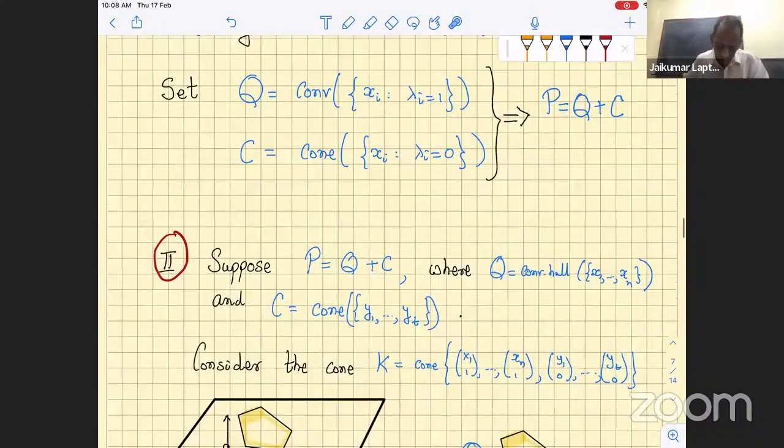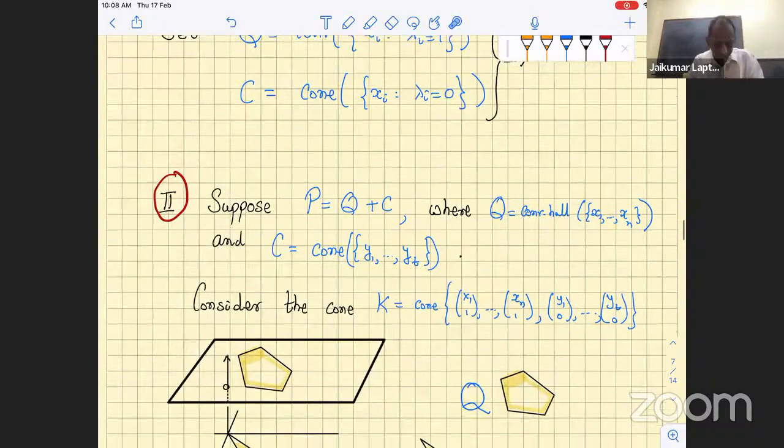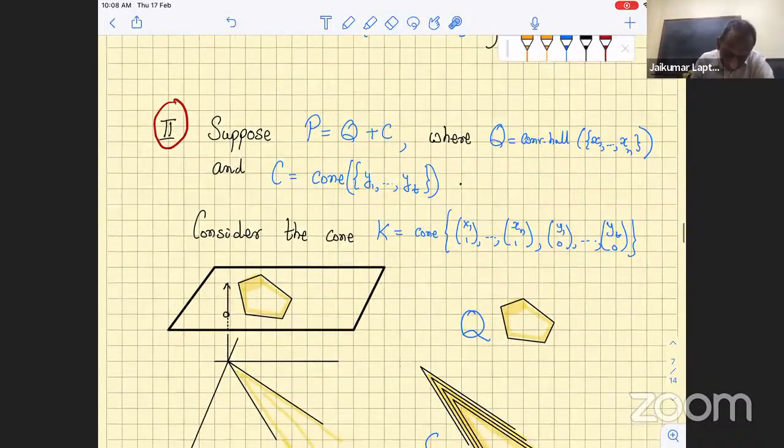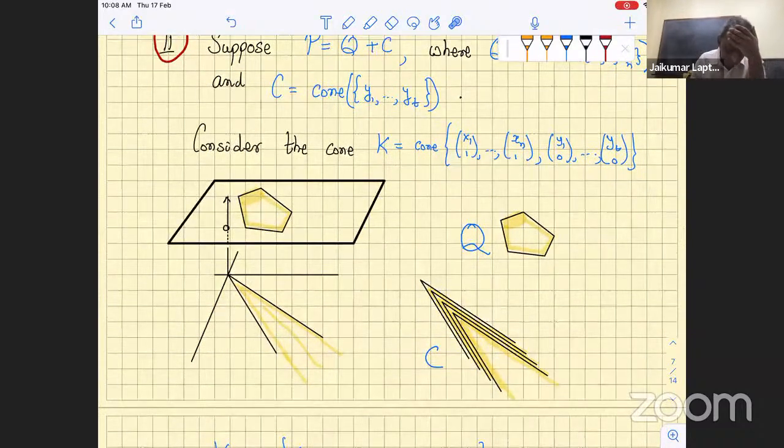The other direction. Suppose somebody has already given us a decomposition of some set in this form. So Q is already a convex hull of some points and C is a cone, and they have given you both these things.